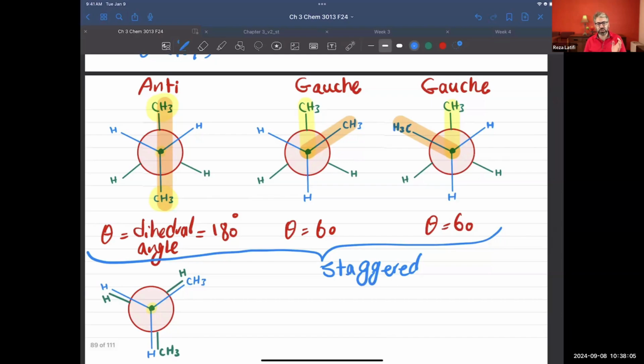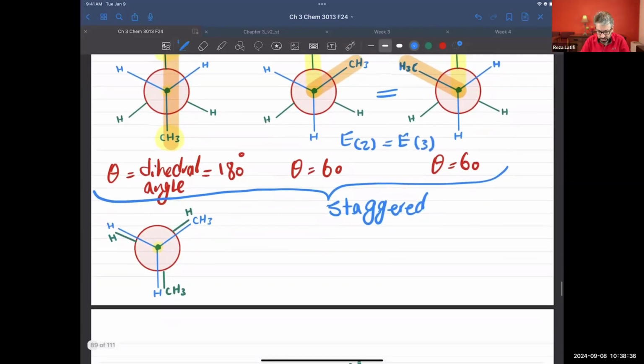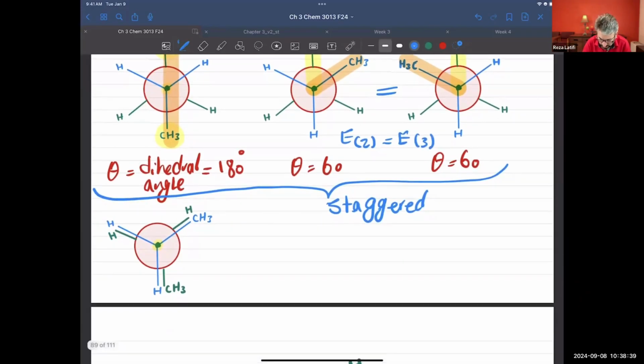Anti, the dihedral angle is 180 degrees, and then the gauche ones are 60. Look at those two gauches; they are identical. Why? Because they have the same dihedral angle. The only difference between them is that in the second, the methyl is on the right, and in the third one, the methyl is on the left. So they must have the same energy. I'm going to say the energy of the second one is equal to the energy of the third one. And the last one we call eclipsed.